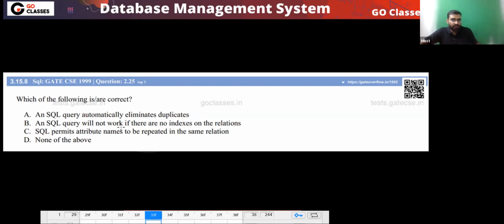An SQL query will not work if there are no indexes on the relations. Tell me, when you study SQL, do you care about indexes? Do you care how data is stored, or which data structure we are using to store the database, or which indexes we have created? We don't care about these things when we study SQL. These things do not matter for the SQL query.